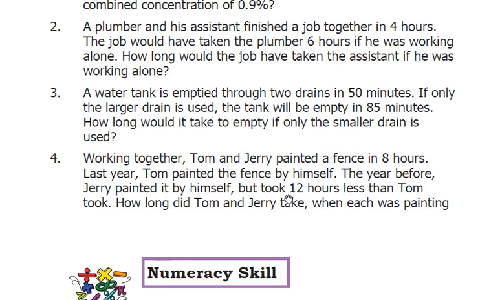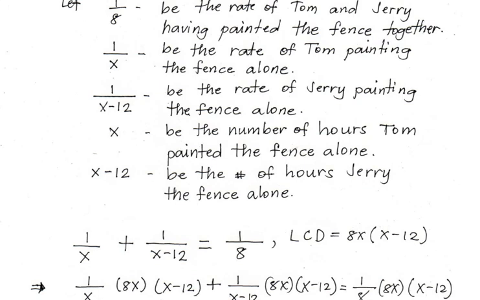It took Jerry 12 hours less than Tom. So that is how we get x and x minus 12. If we let x be the number of hours painting by Tom, then x minus 12 is the number of hours Jerry painted the fence alone. I hope you understand it.